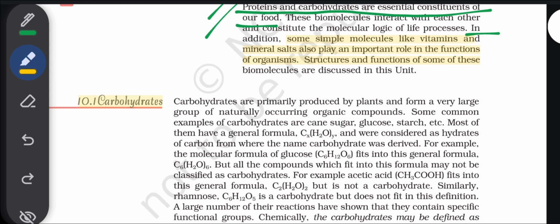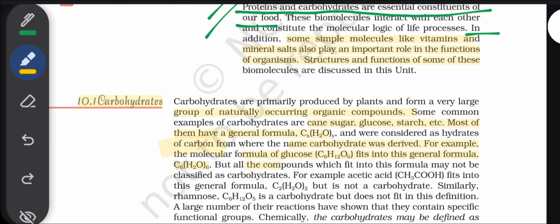Topic 10.1, carbohydrates. Carbohydrates are primarily produced by plants and form a very large group of naturally occurring organic compounds. Some common examples of carbohydrates are cane sugar, glucose, starch, etc. Most of them have a general formula of Cx(H2O)y and were considered as hydrates of carbon, from where the name carbohydrate was derived.